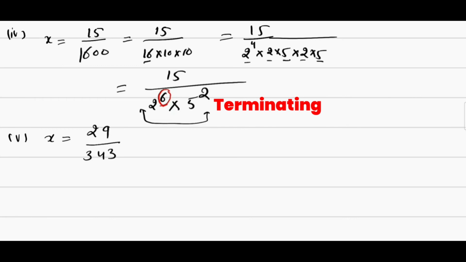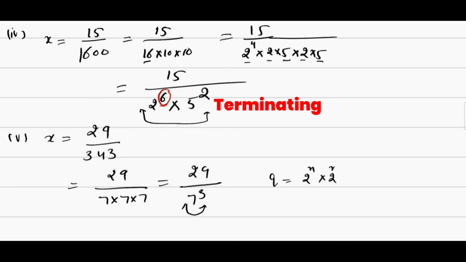Next question, here we have 29 divided by 343. We know that we can write this as 29 divided by 7 into 7 into 7, that is, 29 divided by 7 raised to power 3. In this decimal expansion we can't write Q in the form 2 raised to power n and 5 raised to power m. So this decimal expansion is non-terminating repeating.